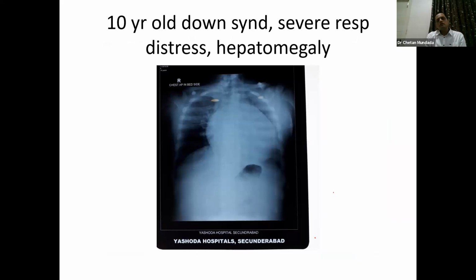So this is a 10-year-old with Down syndrome with severe respiratory distress and hepatomegaly. This is a child who had AVSD and a huge globular heart. She also had anemia, and because of that, this is looking like a very dilated kind of heart.